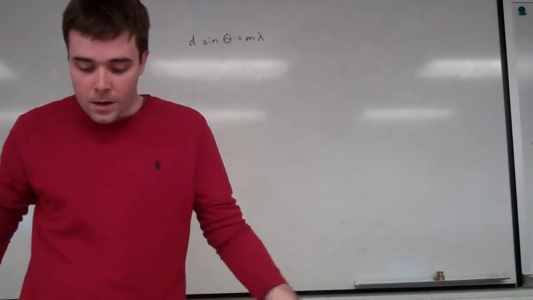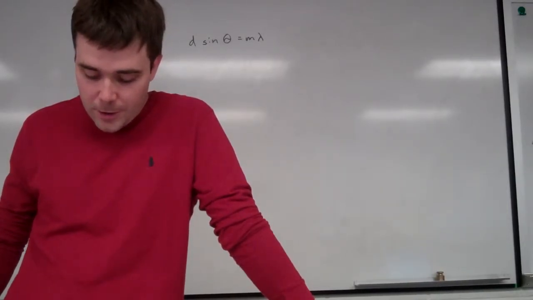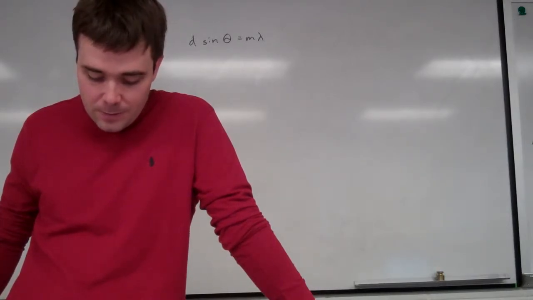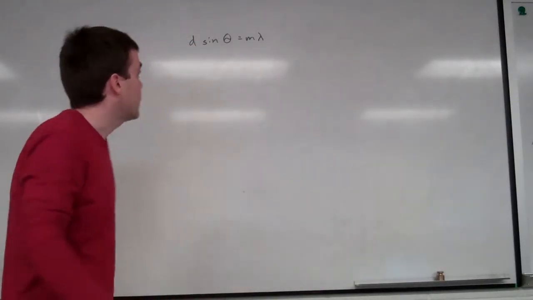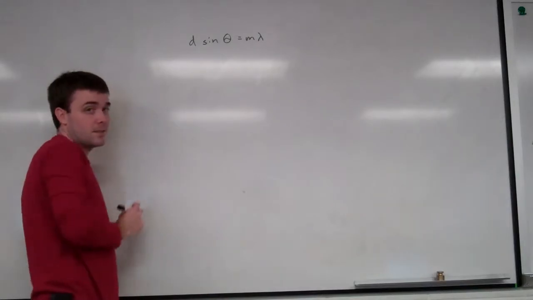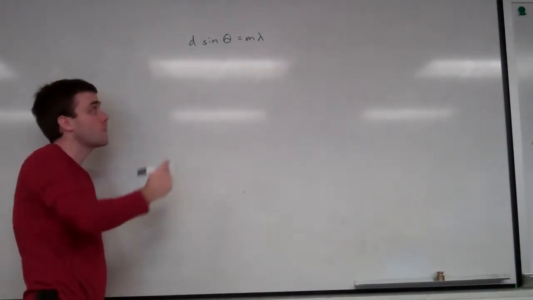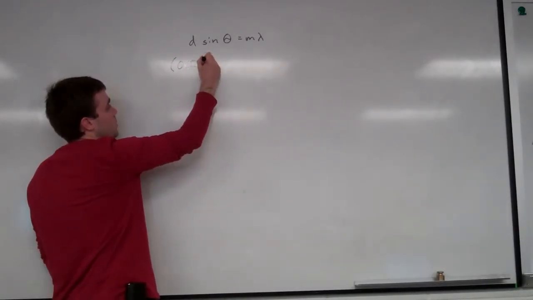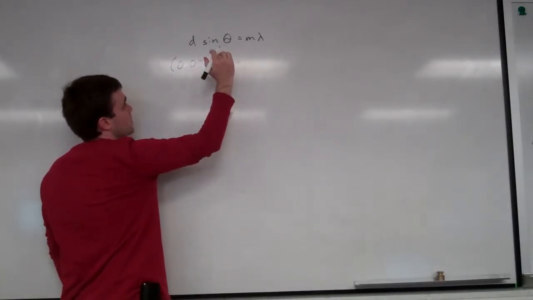Okay, number 14. The distance between two slits in a double slit interference experiment is 0.04 millimeters. The second order bright fringe, m equals 2, is measured on the screen at an angle of 2.2 degrees from the central maximum. What is the wavelength of the light? Alright, so what's our distance? 0.04. You gotta convert it to meters.